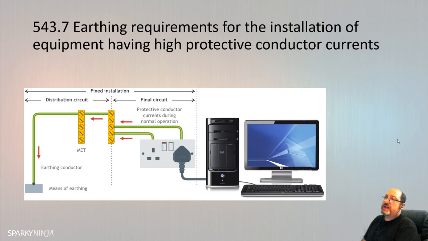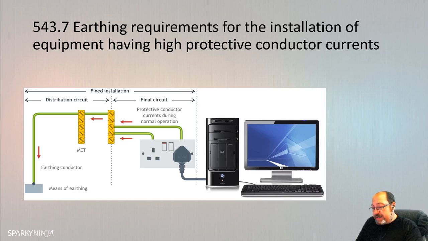Earthing requirements for installations having equipment with high protective conductor current. So .201, .202, and .203. These are all UK specific. So .201, equipment having a protective conductor current exceeding 3.5 milliamps but not exceeding 10 milliamps. This is a piece of equipment that's between 3.5 to 10.